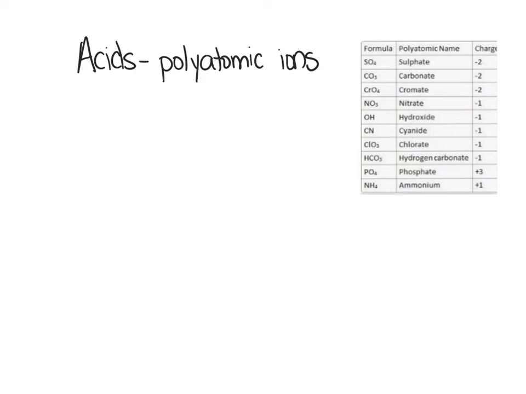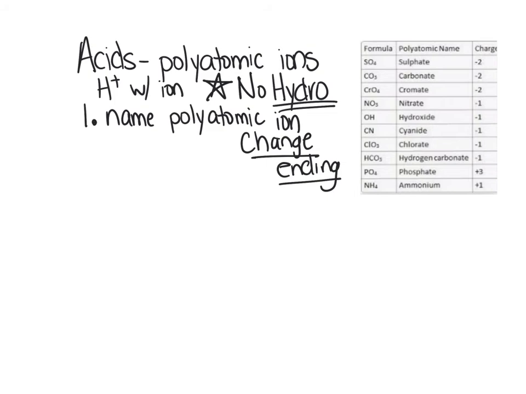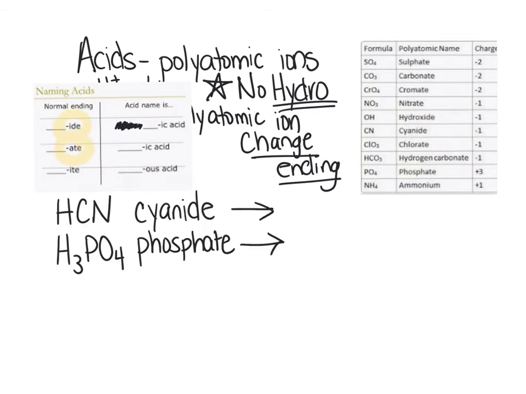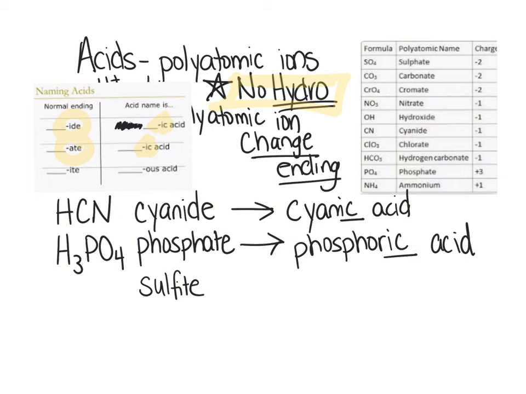If we have an acid, which would be a hydrogen bonded with a polyatomic ion, then we do not put any hydro on the name. There are some rules to follow, and it depends on the name of the polyatomic ion. The rules that we follow are that if the polyatomic ion's normal name ends in -ide or -ate, we're going to change the ending to -ic, and we're not going to put any hydro on it. If the name of the polyatomic ion ends in -ite, we're going to change the ending to -ous. Again, no hydro.